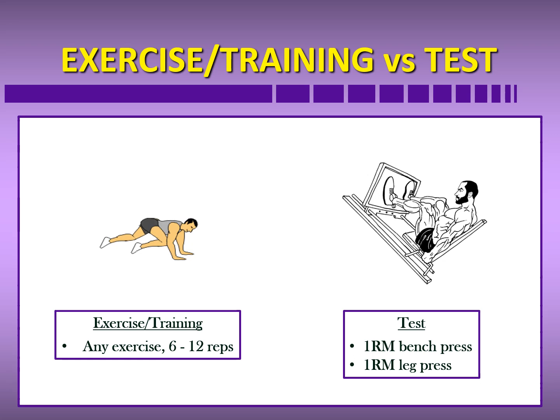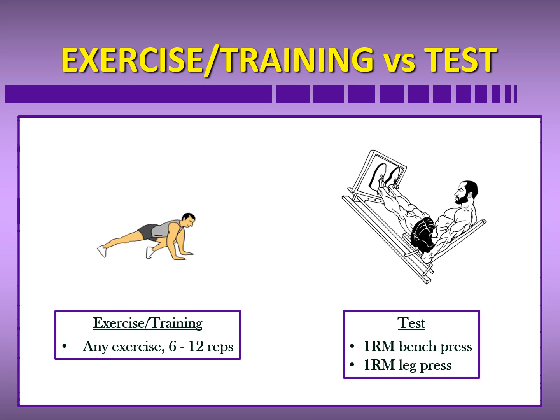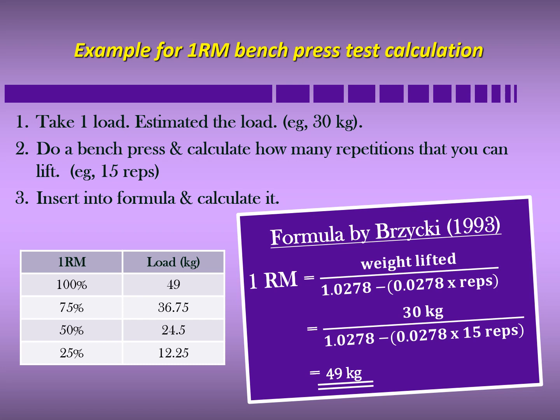For exercise, it is any exercise again, but with 6 to 12 repetitions. The test that we can do is 1 RM bench press or 1 RM leg press. 1 RM is one repetition maximum. So how do we calculate your 1 RM? This is an example of a 1 RM bench press calculation.